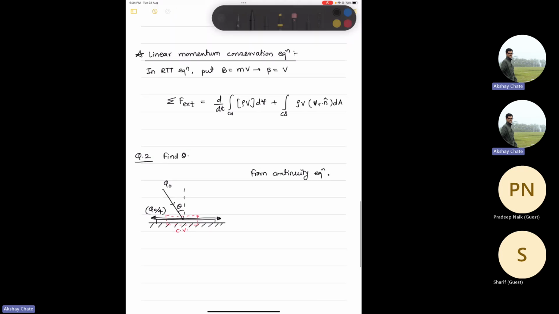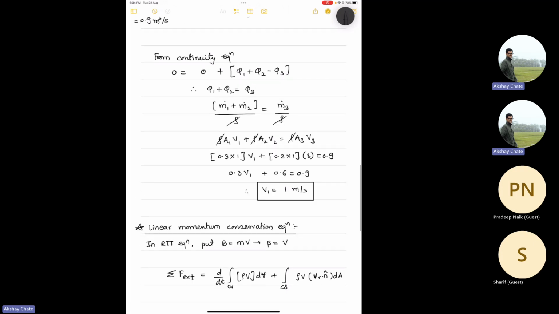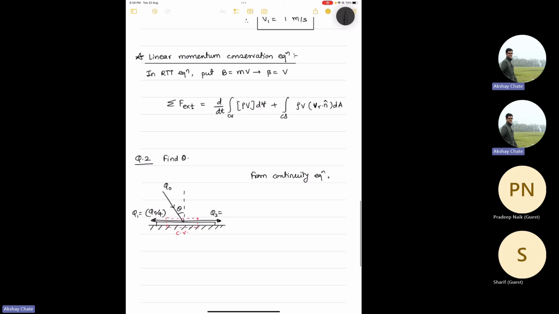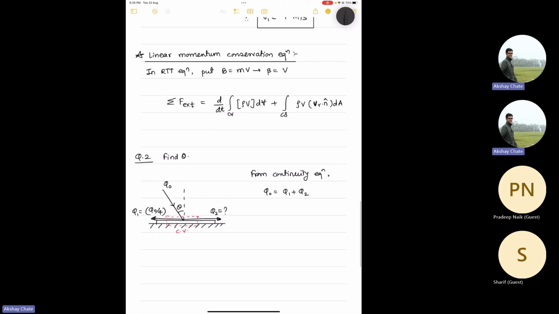So it will reduce to something like q1 plus q2 equal to q3. Let's call this q1, and the second outlet is q2, which is unknown. Since nothing is mentioned in the question, you can assume that the cross sectional areas are the same. Whether we need that information or not is another part, but since nothing else is given, you can go ahead. From the continuity equation, it is clear that q0 will be q1 plus q2, right? And q1 is nothing but q0 by 4. Therefore q2 is 3 by 4 times q0, or 0.75 times q0.